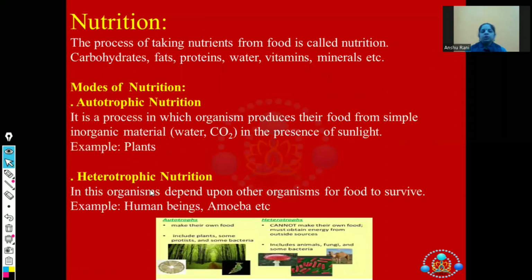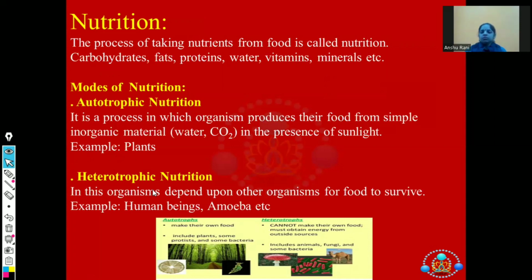First is nutrition. Nutrition means taking nutrients from our food. Food has carbohydrates, fats, proteins, water, vitamins and minerals, etc. We have two types of nutrition, autotrophic and heterotrophic nutrition.